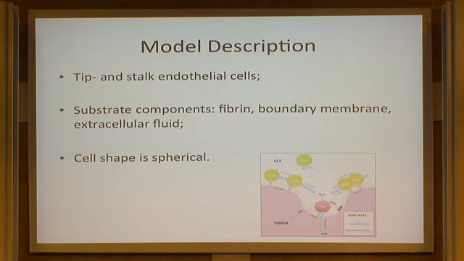What we do is we distinguish between tip cells and stalk cells. We have the substrate components as well, where we distinguish between the fibrin, the boundary membrane, which is a thin membrane on top of it, and I think we could also leave that out for the description, and the extracellular fluid, which is on top of it. In this part of the talk at least, all cells are spherical. Later on I'm going to relax this as well.